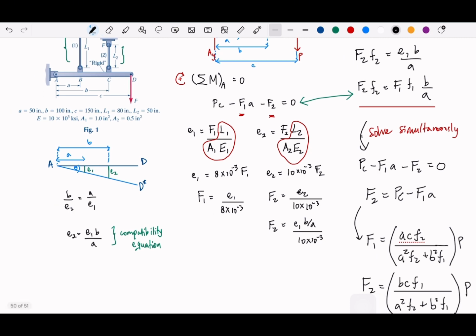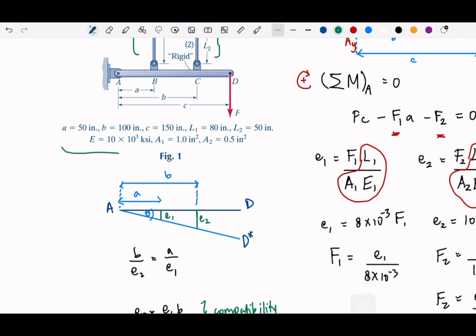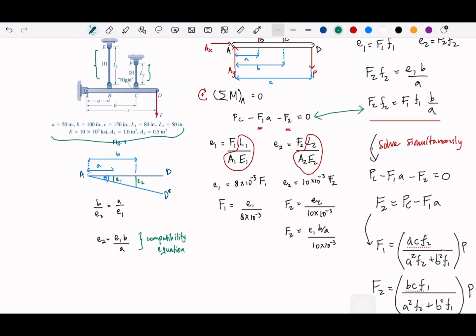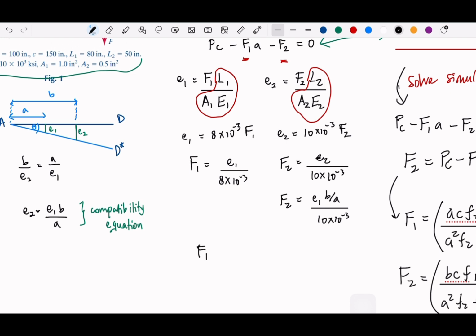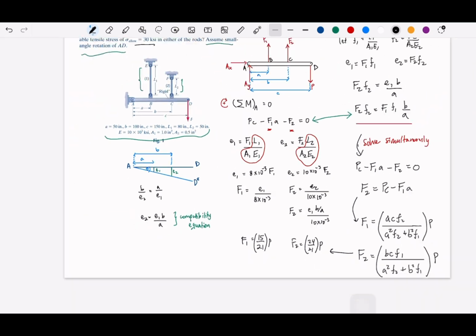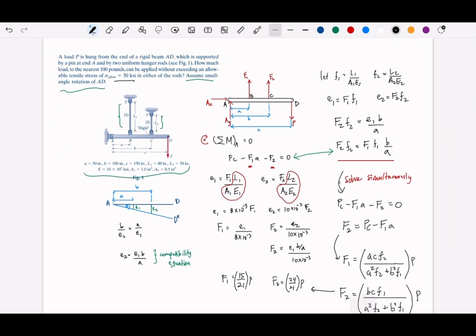And then from the numbers here, we can substitute to get F1 is 15 over 21 P, and F2 is 24 over 21 P. Okay. And then since we have another question related to the allowable stress, let me make this a little bit smaller.